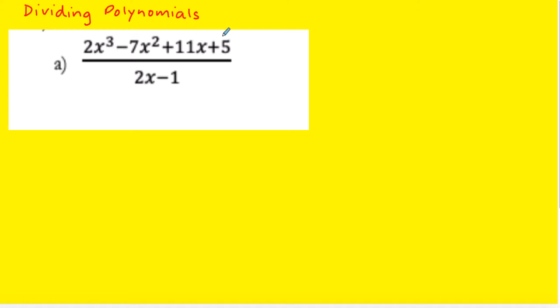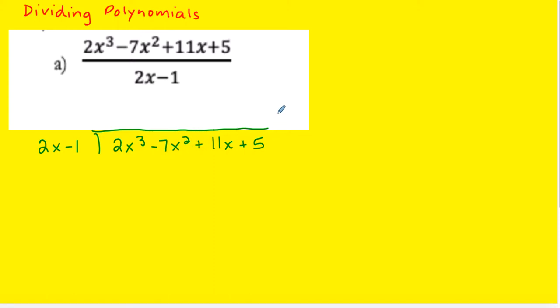Okay, so when we're dividing polynomials, we're going to divide 2x minus 1 into 2x cubed minus 7x squared plus 11x plus 5. Now, you can see clearly that I have an x cubed, an x squared, an x, and a constant. But sometimes there's a missing term, and I want to remind you of that.